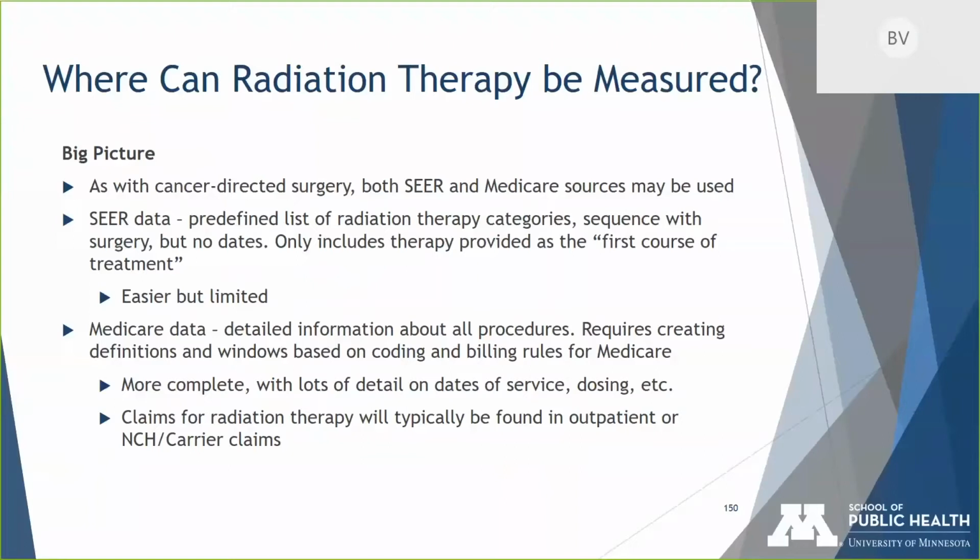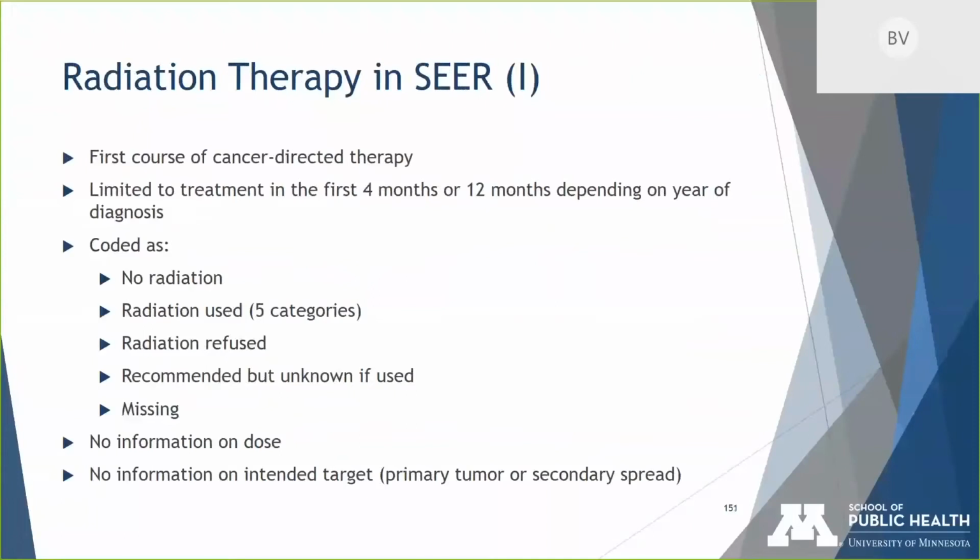Most of these claims will be found in either the outpatient or the carrier claims. So if you're trying to pinpoint which files you would need for your study and need to request, those are the files you would want to focus on for radiation therapy. Let's first focus on how radiation therapy is identified and measured in SEER.